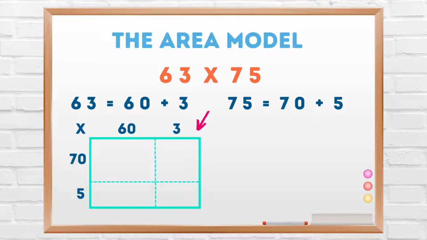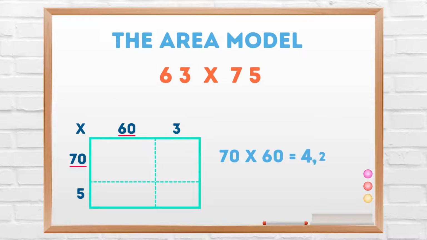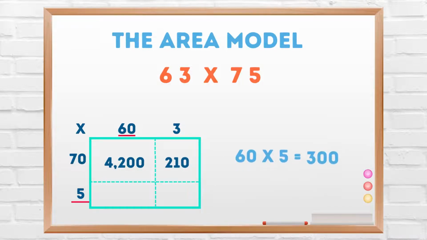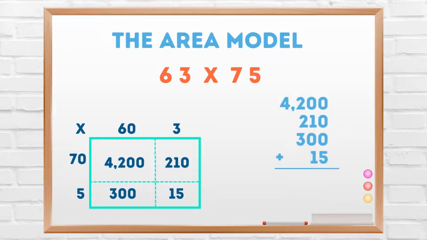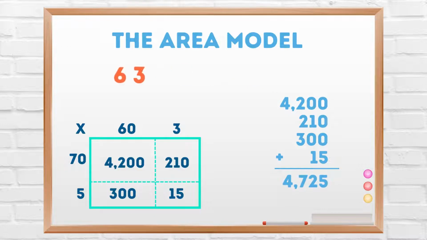Next, we use multiplication to find the area of each smaller rectangle. 70 times 60 equals 4,200. 70 times 3 equals 210. 60 times 5 equals 300, and 5 times 3 is 15. Now all we need to do is add these products inside the rectangle. So 63 times 75 equals 4,725.